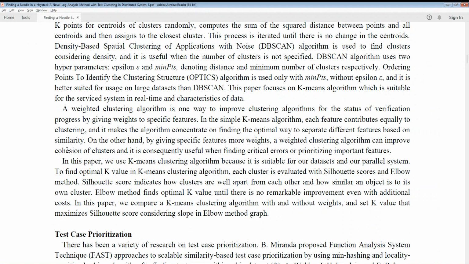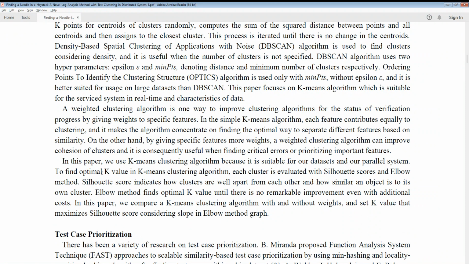On the other hand, by giving specific features more weight, a weighted clustering algorithm can improve the cohesion of clusters, and it is consequently useful when finding critical errors or prioritizing important features. In this paper, we use the K-means clustering algorithm because it is suitable for our dataset and our parallel system.